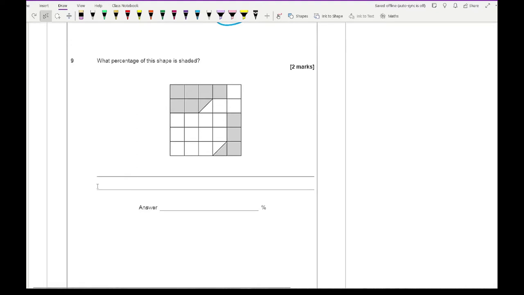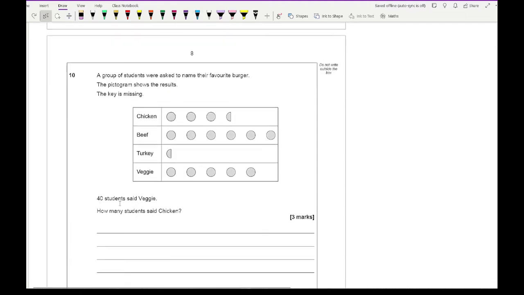Question 9 says, what percentage of the shape is shaded? So you can see here I've got a total of 25 squares, so I just need to count how many squares are shaded. So I've got 1, 2, 3, 4, 5, 6, 7, 8, 9, and then a half, so that's 10. So it's going to be 10 over 25. To convert that into a percentage, all I've got to do is multiply that by 100, in which I get 40%.